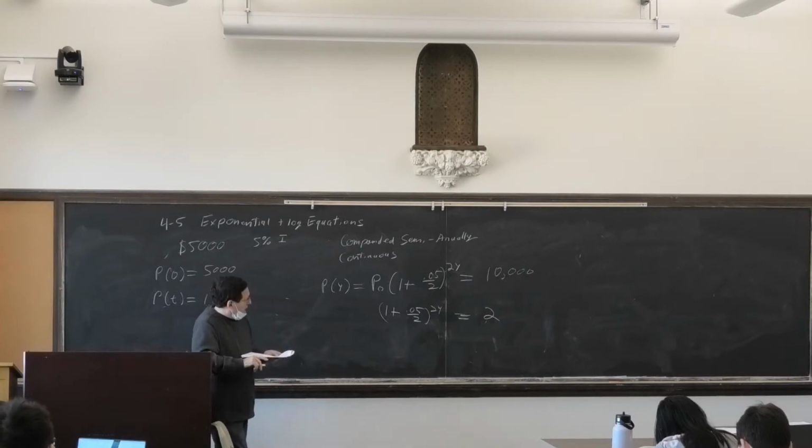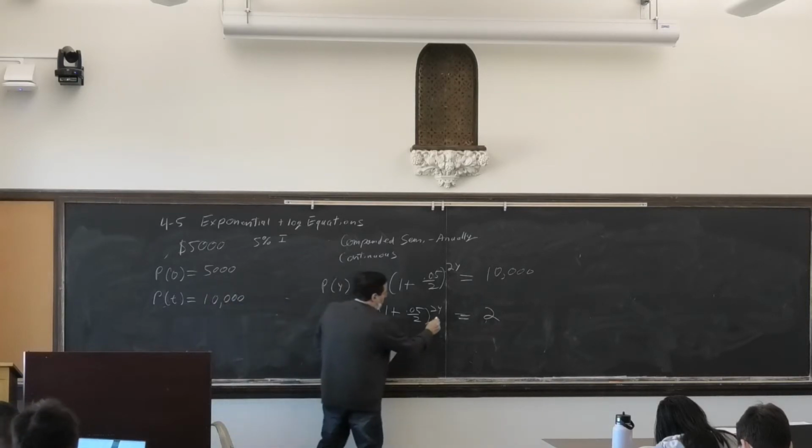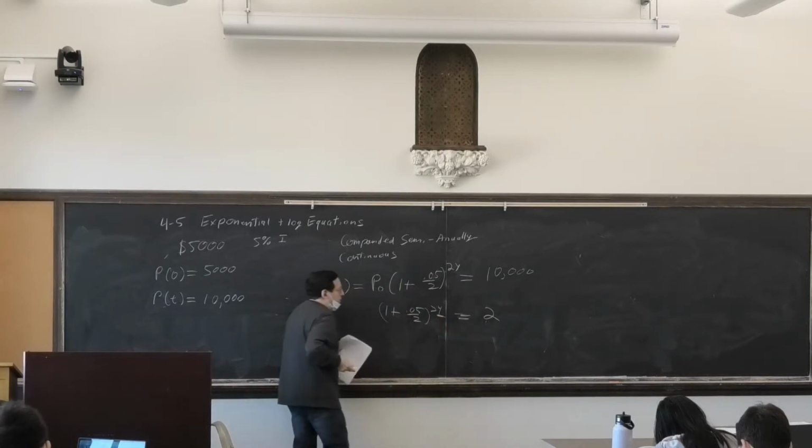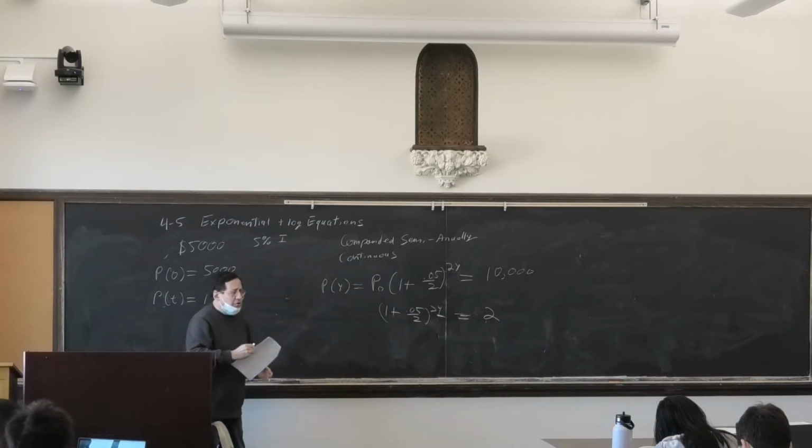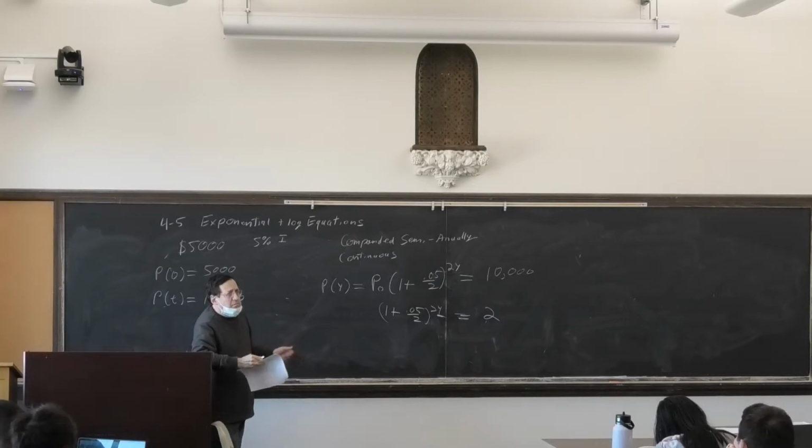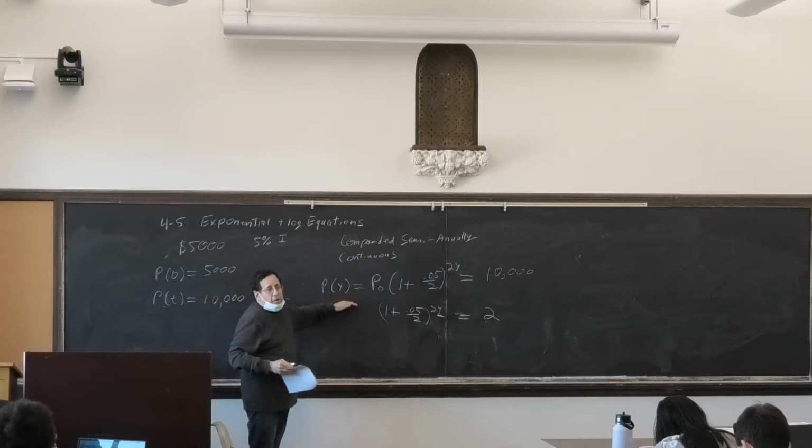Okay, so what do we do now? We want to find what y is, right? It's in years. We want to know how long it takes to double our money. This works equally well if you just say double your money. It doesn't matter what you start with, does it?